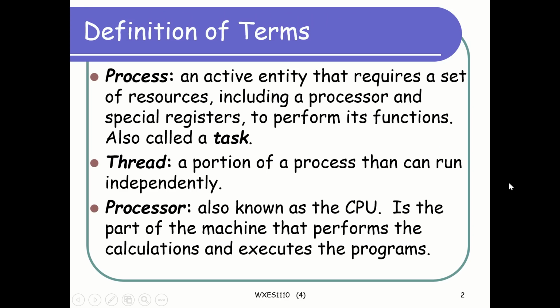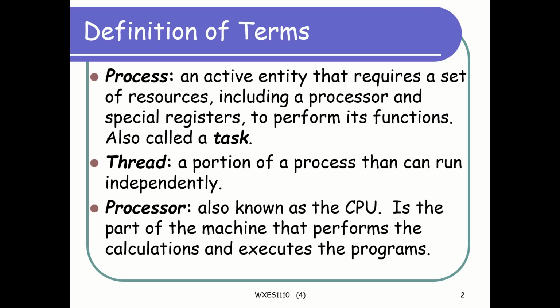So, definition of terms: process, jobs or process or task. It is an activity entity that requires a set of resources, including a processor and special registers, to perform its functions. It is also called a task. So a process is like the execution of programs.